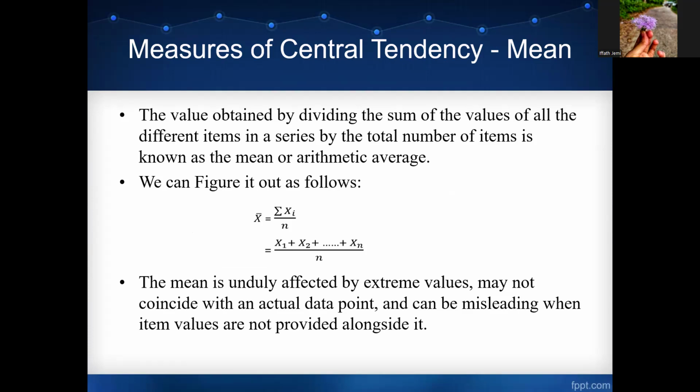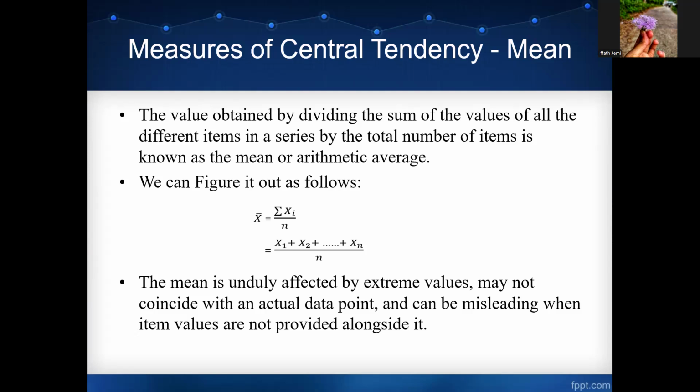Let's start with the measure of central tendency. One of the most common ways to summarize data is by using the mean. Mean is the value obtained by dividing the sum of the values of all different items in a series by the total number of items, which is also known as arithmetic average. We can figure it out as follows, where x bar is the symbol we use for mean, xi is the value of the item, and n is the total number.